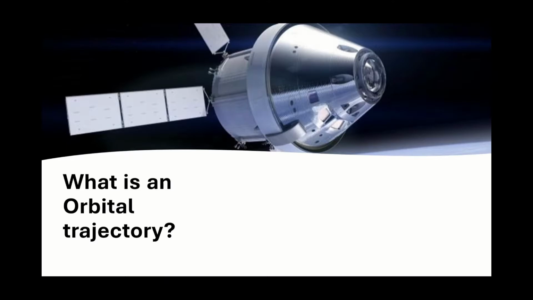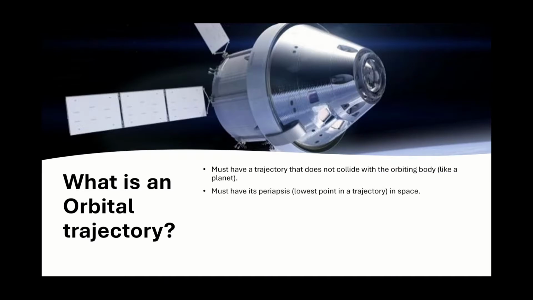Now, moving on to an orbital trajectory. What is the definition here? Well, the trajectory must not collide with the orbiting body, like a planet. Otherwise, it would be suborbital. So therefore, its lowest point must be in space, and we can call this point its periapsis.